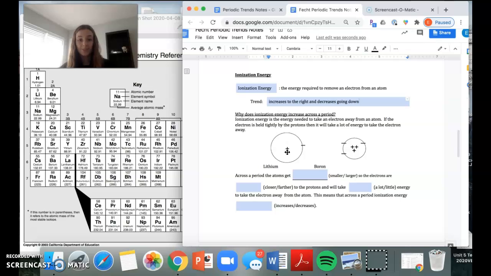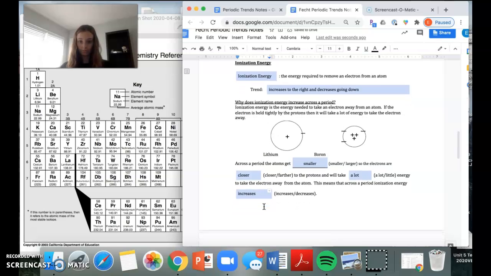So thus, if we're talking about how hard it is to take an electron away, across a period, we just talked about how the atoms get smaller, so the electrons are then closer to the nucleus because it's smaller, and thus it will take a lot of energy to take an electron away. So going across the period, the energy for ionization energy increases.